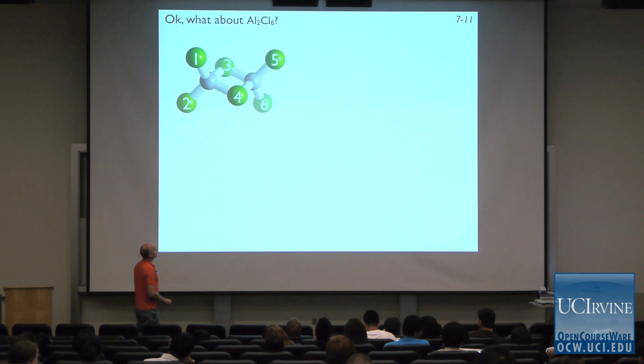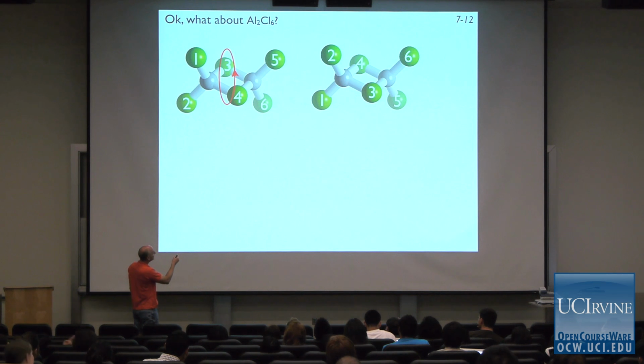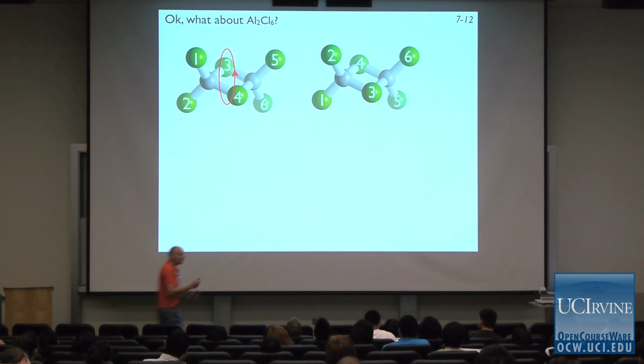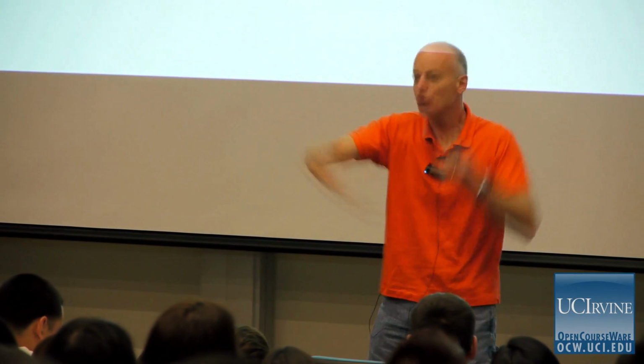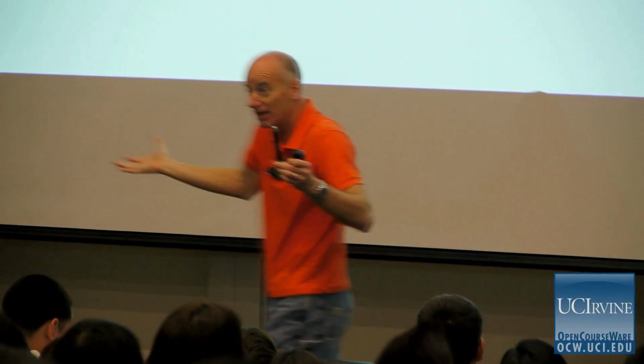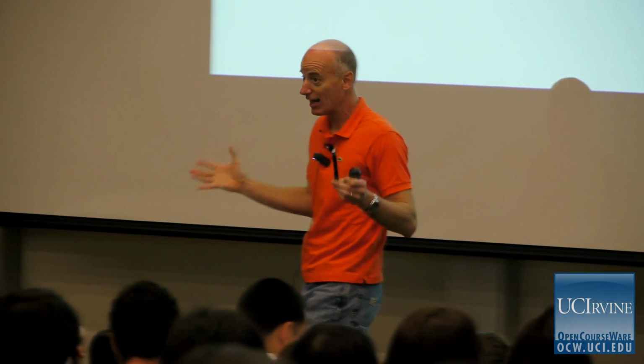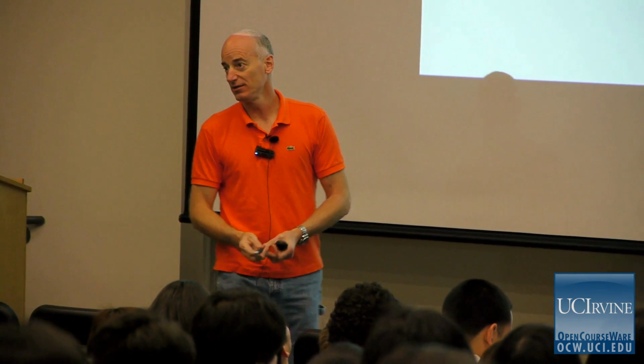Okay, let's do this guy. Aluminum chloride. Once again, because the molecule is small, I can put a label on every single atom, and I can turn it around and rotate it, and I can figure out how many indistinguishable orientations there are. I can just do it myself without using any formulas.